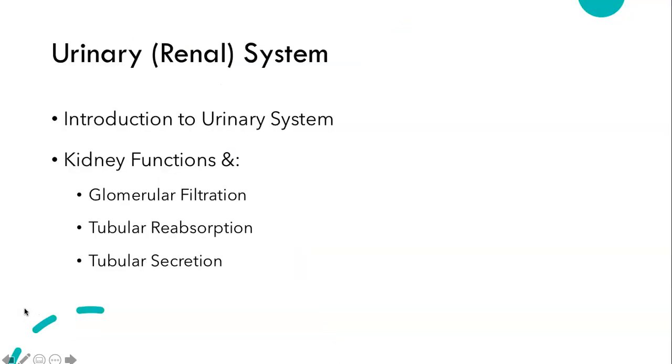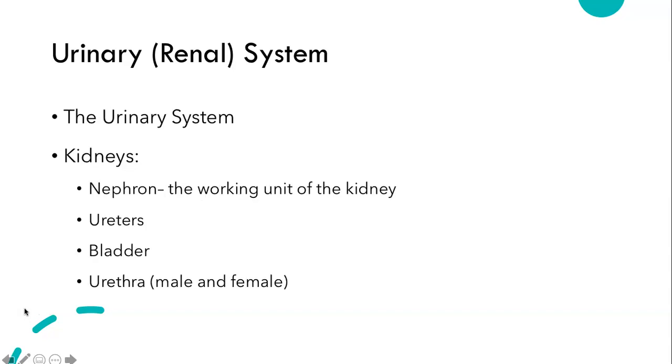So what's going to happen is I'll talk about a small introduction, and then we'll talk about kidney functions, including glomerular filtration, tubular reabsorption, and tubular secretion. So, the urinary system, also called the renal system, basically starts with your kidneys. And we have what is called the functional or the working unit of the kidney. There's billions of them, and they're called nephrons. And they're where the urine is produced.